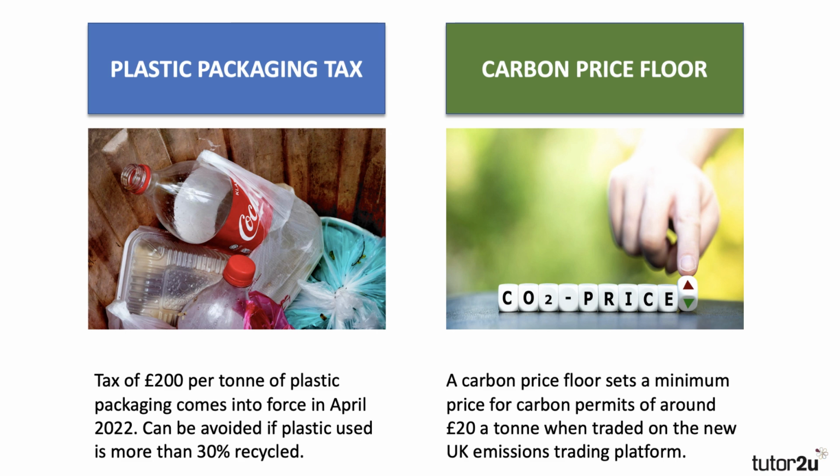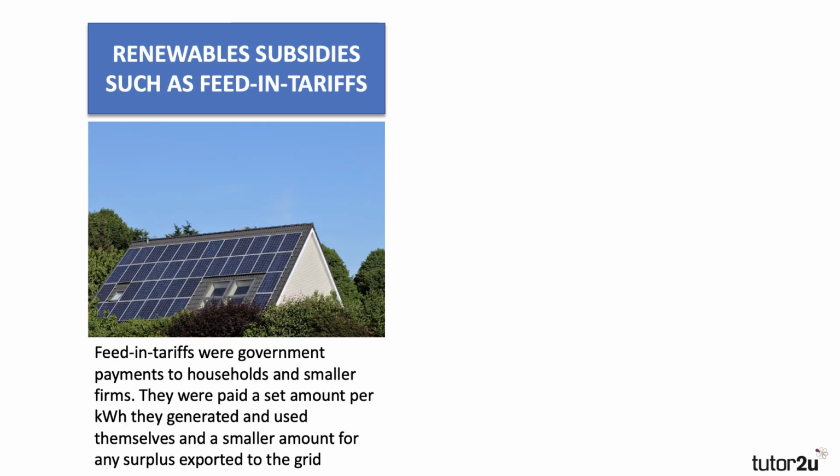But as we know, consumers often face higher prices. The government has brought in a carbon price floor as part of its emissions trading system, ETS. Set at about £20 per tonne, I think, at the moment. The price of carbon actually is well above that, but the government was trying to prevent the carbon price falling to very low levels for environmental reasons. A few years ago, the government brought in the feed-in tariff scheme, which was effectively a direct subsidy to consumers, including households, filling their roof with solar panels. They were paid a set amount per kilowatt hour that they generated, and also used themselves, and also a smaller amount for any surplus energy that they created, which they re-exported back to the grid, hence feed-in tariffs.